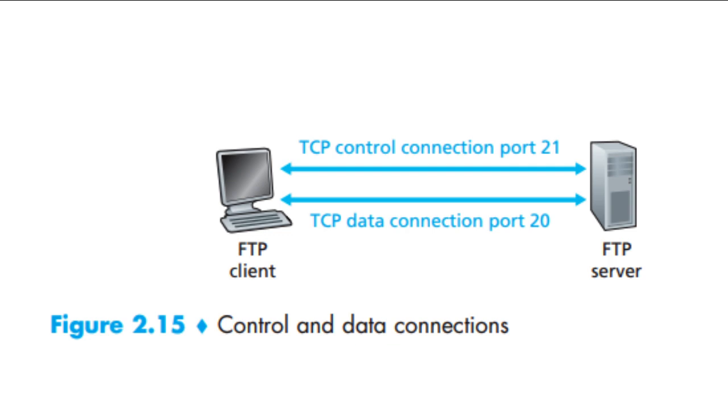Some typical replies along with the possible messages are: 331 Username OK, password required; 125 Data connection already open, transfer starting; 425 Can't open data connection; 452 Error writing file. You are encouraged to read RFC 959 for the other FTP commands and replies.